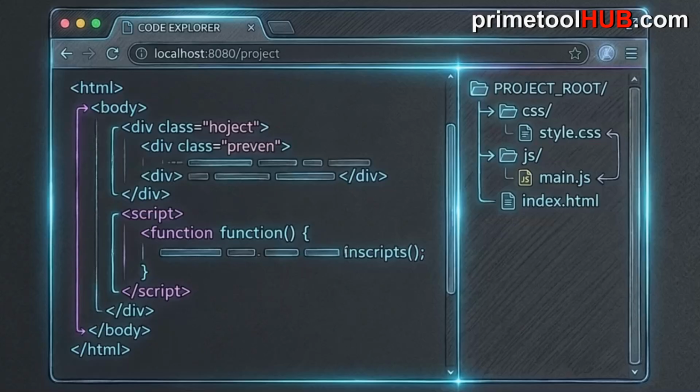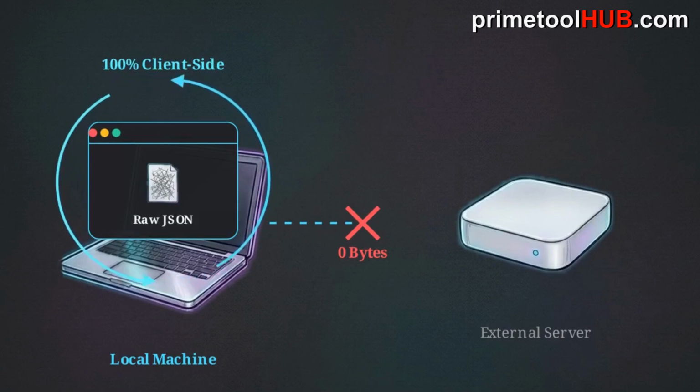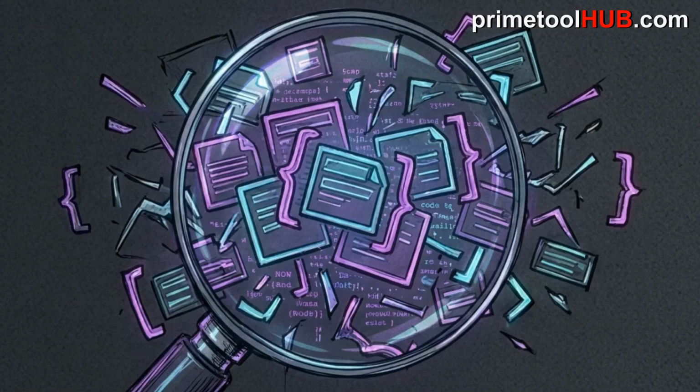This is where the Prime Tool Hub free JSONPath Evaluator comes in. Engineered for client-side processing, it runs entirely offline within your browser. Because 0 bytes of your payload ever leave your machine, you can securely format, query, and export your production data without risking a leak. Step 1 is getting our raw text readable.